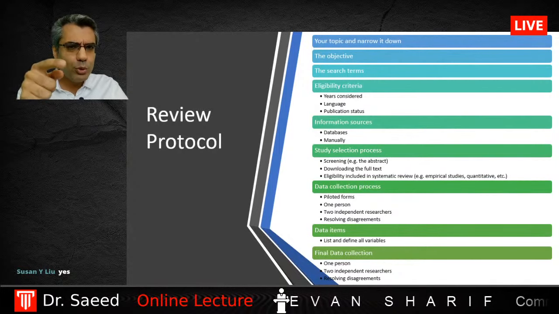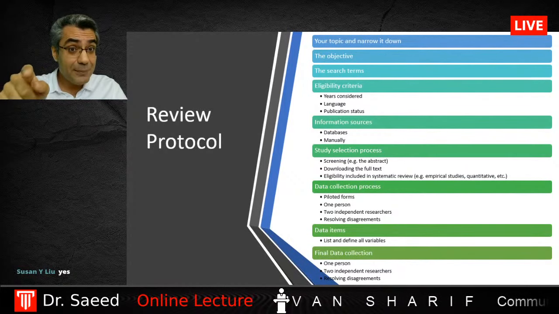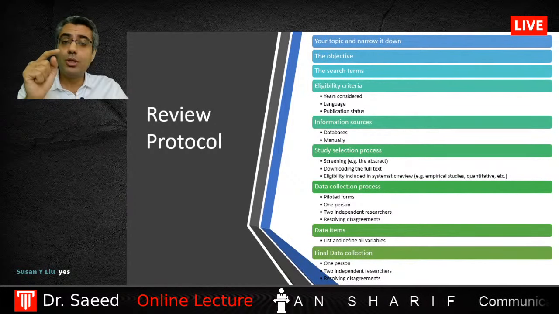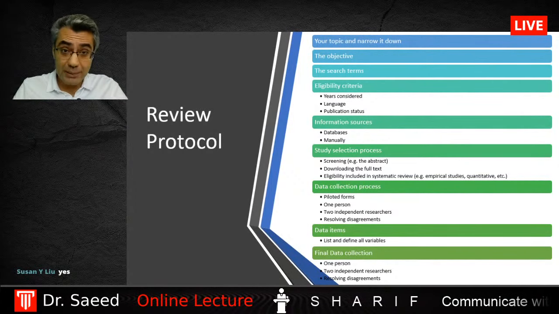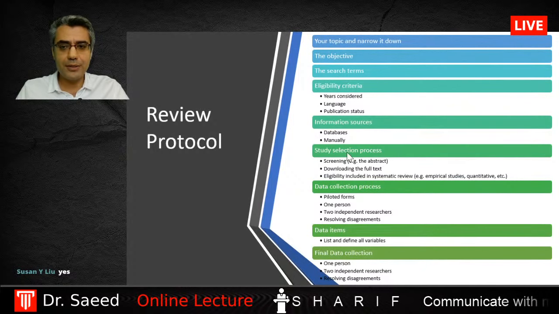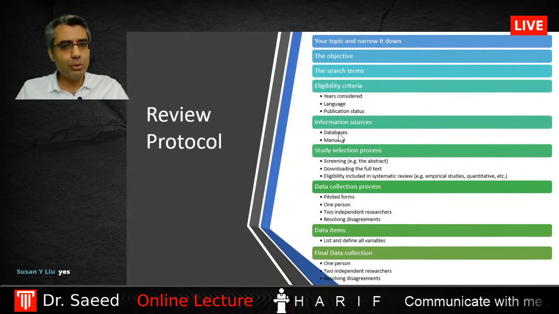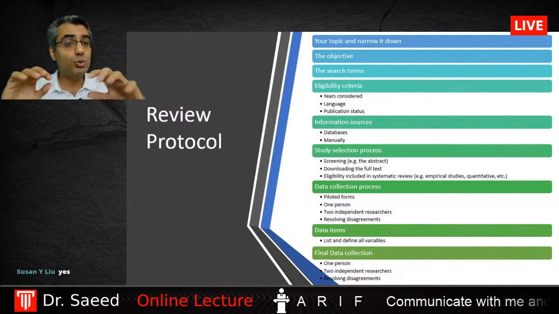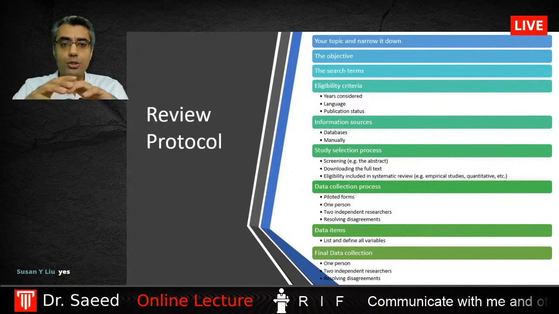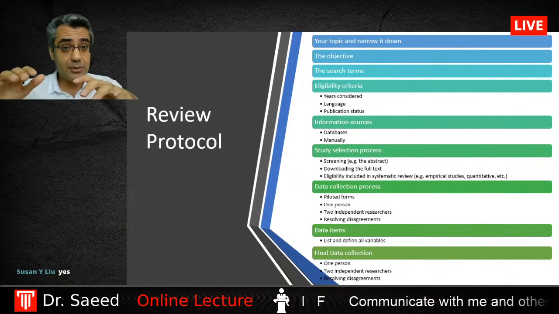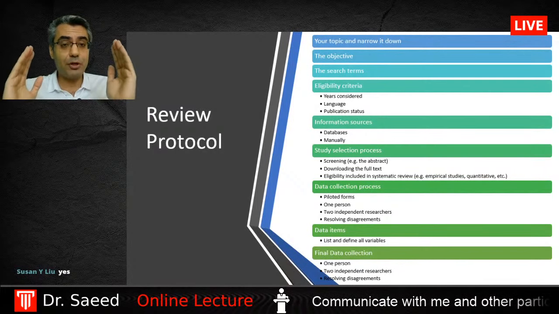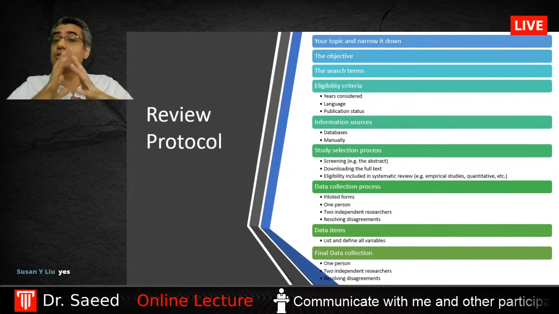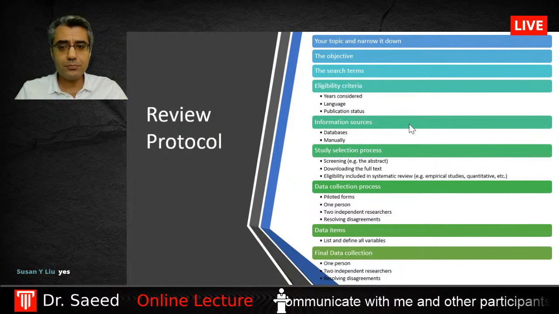Or do you want to include conference papers? Do you want to include newspaper articles? Do you want to include book chapters? You need to decide, right? And which databases do you want to use? Do you want to search only through Scopus or Web of Science or PubMed or Google Scholar? You need to specify, or all of them. Very good. All of them means very comprehensive, right?